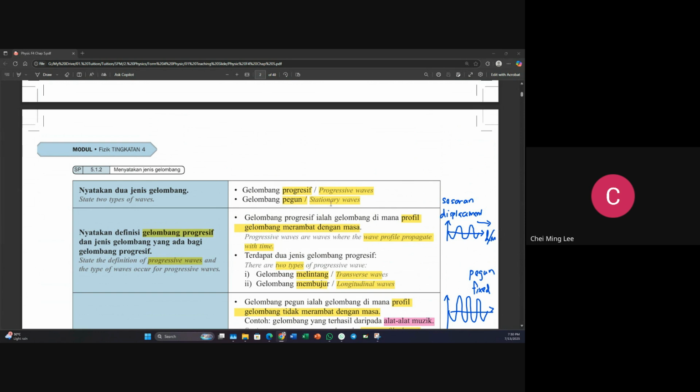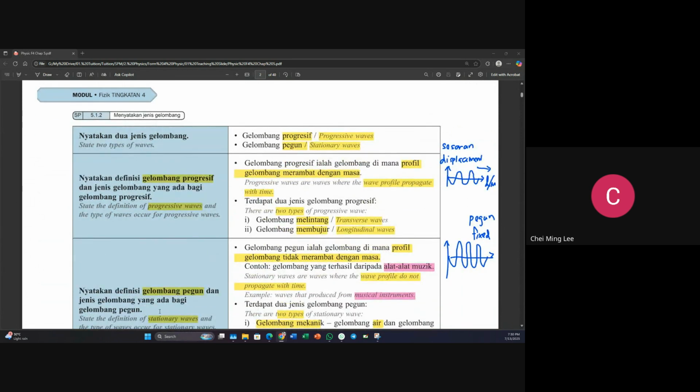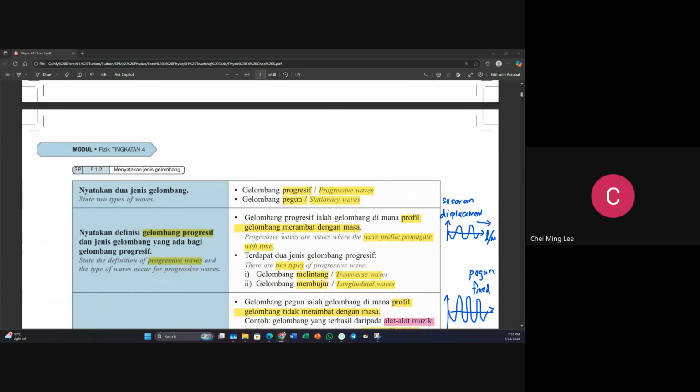Okay, you jot this down first. These progressive waves are waves with displacement, which means there is a propagation going forward. The stationary wave does not have propagation. We will go through them one by one. Although it feels like you don't understand very well, later on we will go through it. Don't worry.